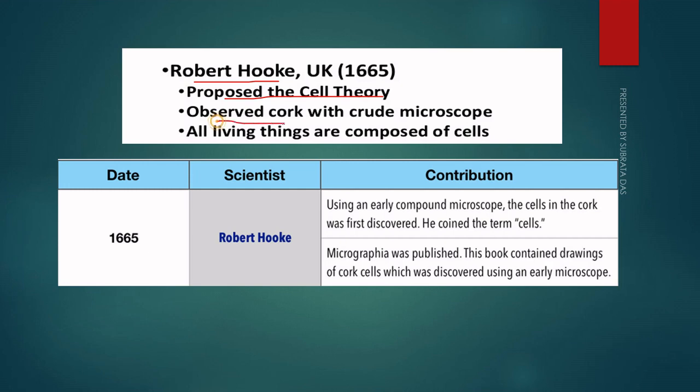He observed the cork cell with a crude microscope, and he said that all living things are composed of cells. All living things have one thing, that is a cell, the unit of life. So he termed the cell, and in his book Micrographia, which he published, there were drawings of cork cells which were discovered using an early microscope.